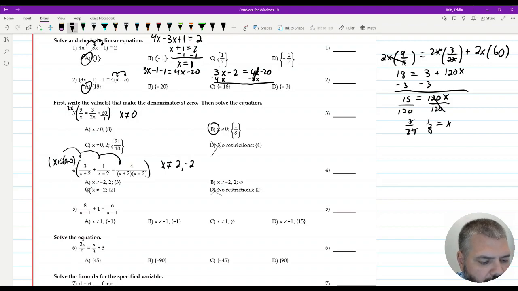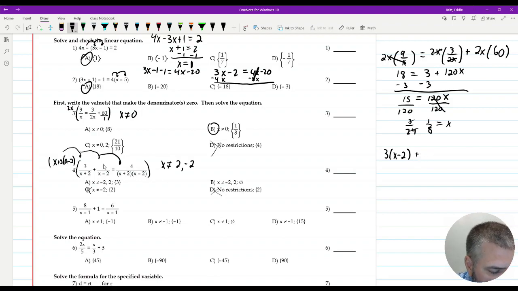And what's going to happen is when I multiply this common denominator times 3 over x plus 2, the x plus 2's are going to cancel out, and it's going to leave me with 3 times x minus 2. So I just want to write over here 3 times x minus 2. And then I have plus.